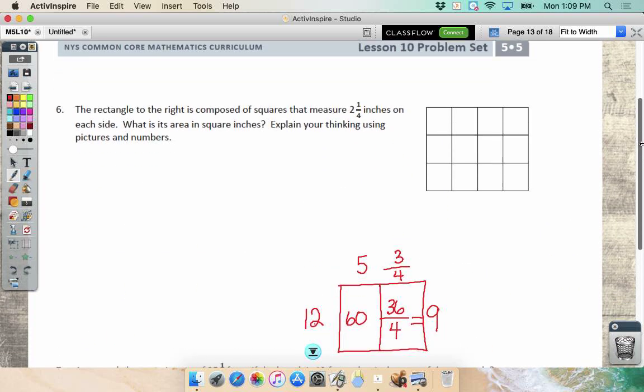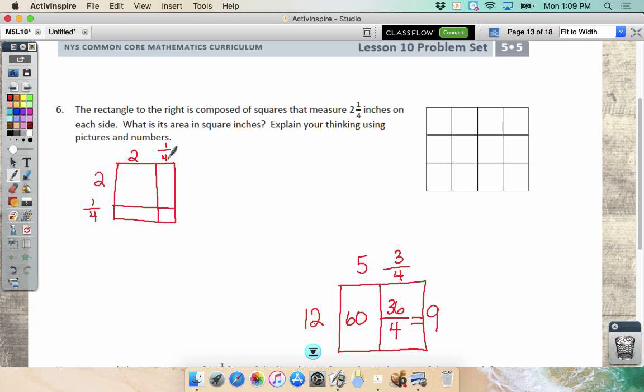We have time and it's kind of fun. So the rectangle to the right is composed of squares that measure 2 1/4 inches on each side. So each of these is 2 1/4 inches. So let's rewrite it bigger. So we've got 2 1/4 and 2 1/4. And I think I'm going to use the area model. You guys okay with that? Yes. All right. So get your area model drawn just like I did.